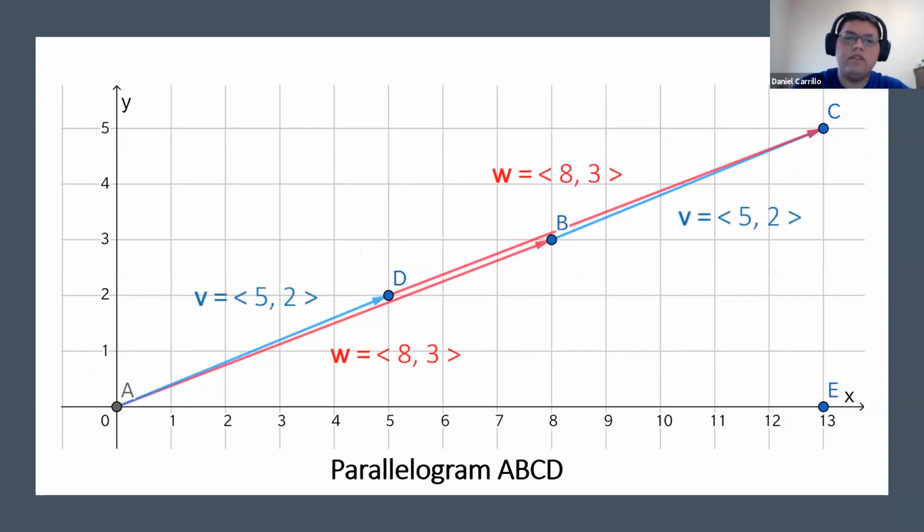All right, for simplicity, let's call the blue vectors vector V with the components 5, 2, and let's call the red vectors W with the components 8, 3. The reason they each share the same components is that we previously showed the blue vectors are equal to each other and the red vectors are equal to each other.